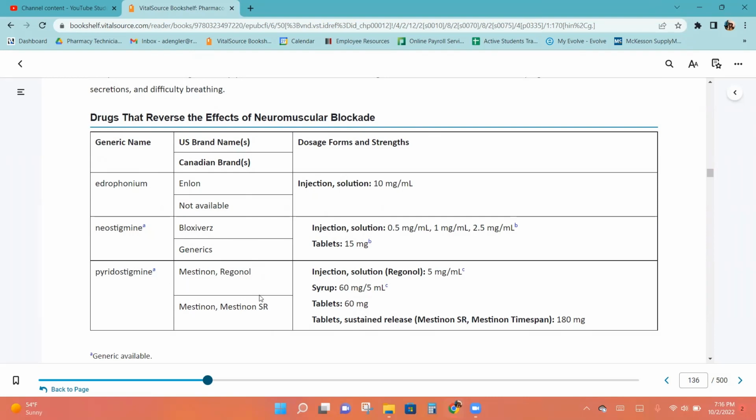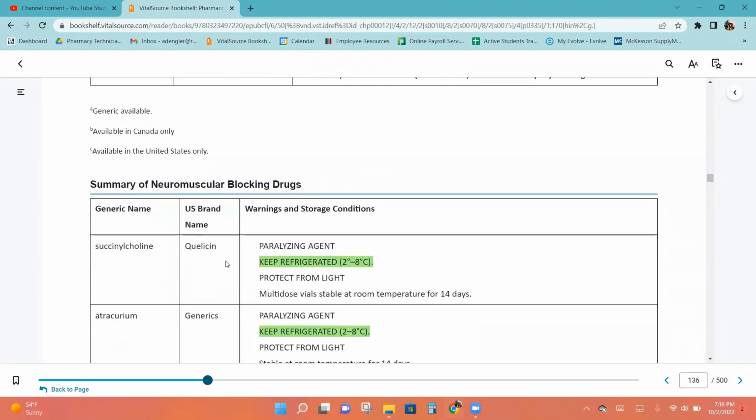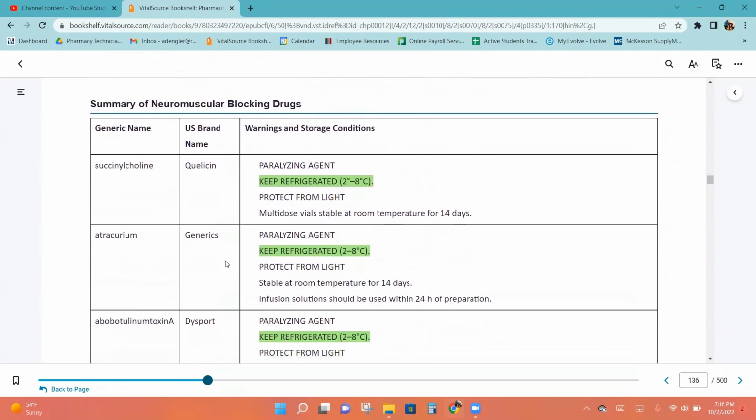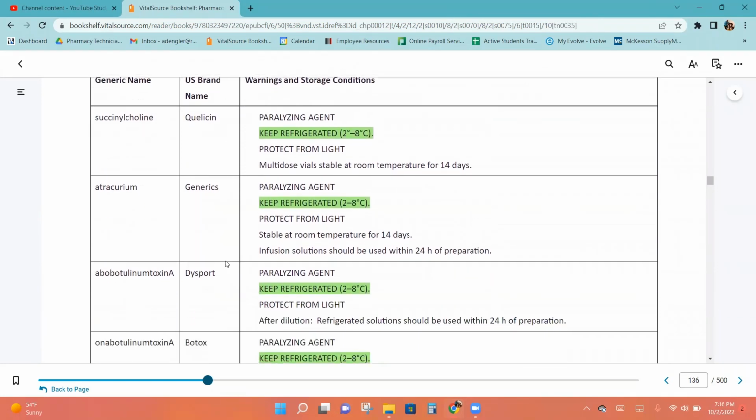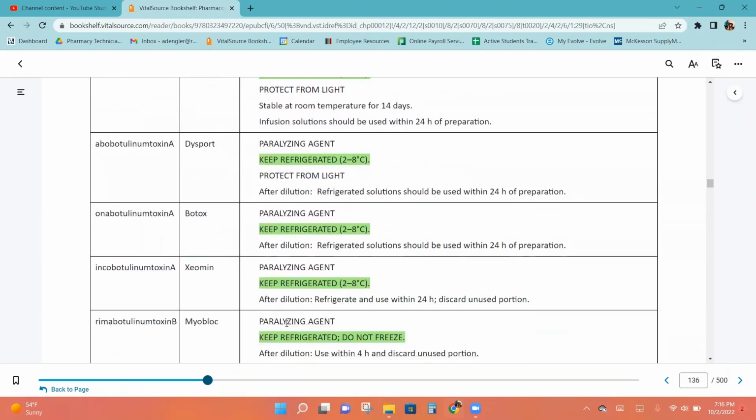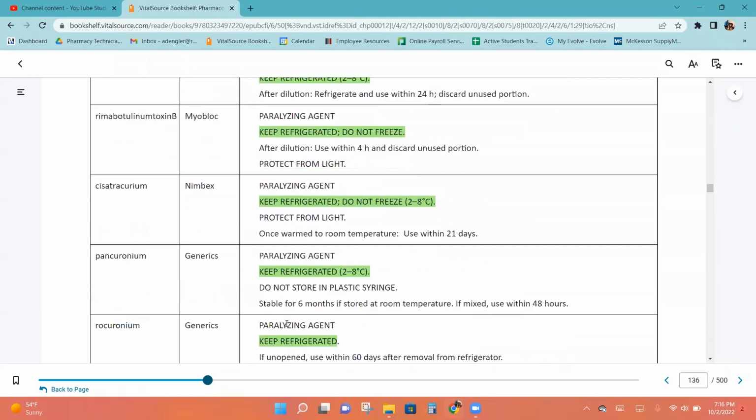Mestinon is one that you'll see both in the hospital and in retail pharmacy. And we have the summary of neuromuscular blocking drugs here. You can see all of them say keep refrigerated between 2 to 8 degrees Celsius, and they're all paralyzing agents.